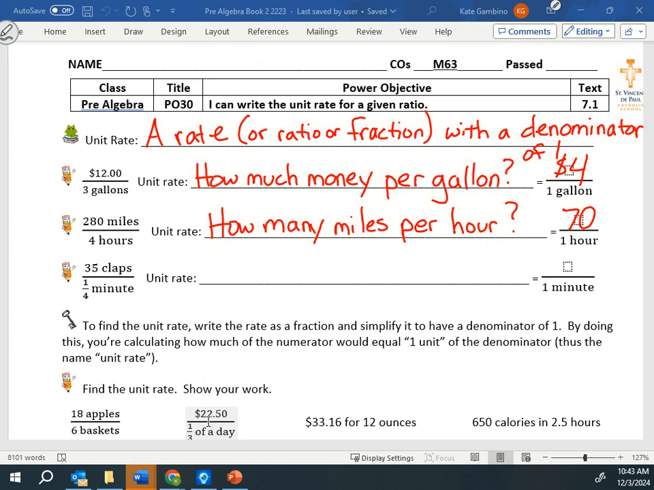So, if I can do 35, holy cow, I can do 35 claps in 1/4 of a minute. So my question is how many claps can I do in 1 minute? Because we want that 1 on the bottom. So how many claps per minute? I go from 1/4 and turn it into a 1? What math do I have to do? Harper. Oh, multiplied by what?